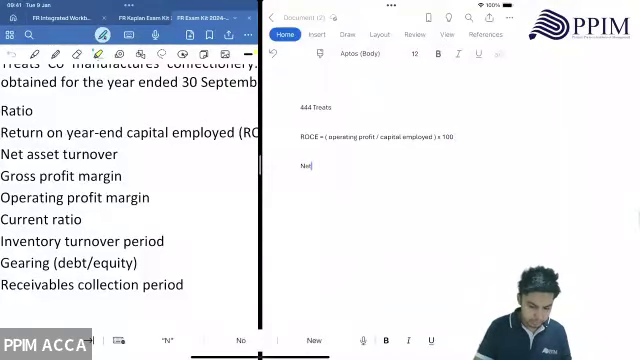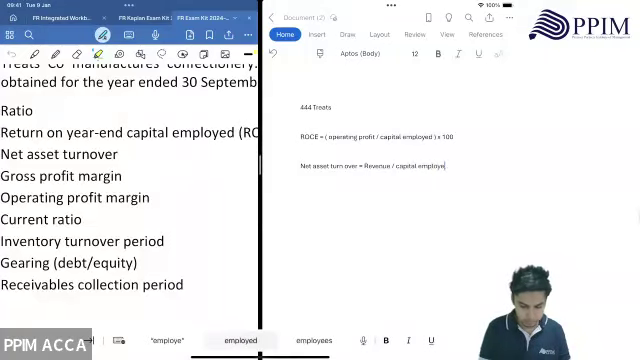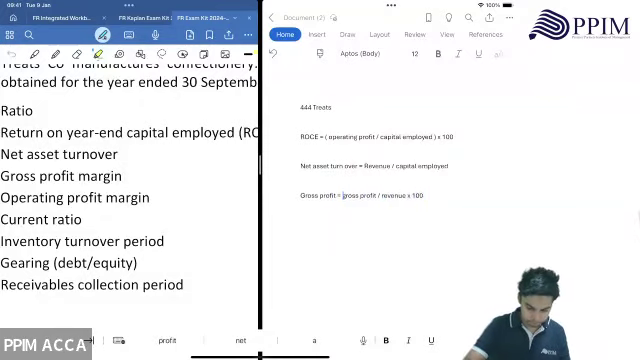Next one, they want net asset turnover. What's the equation for net asset turnover? It's going to be revenue divided by capital employed. That's it. Next one, what do they want? Gross profit margin. Normally what's the equation? Gross profit divided by revenue into 100.